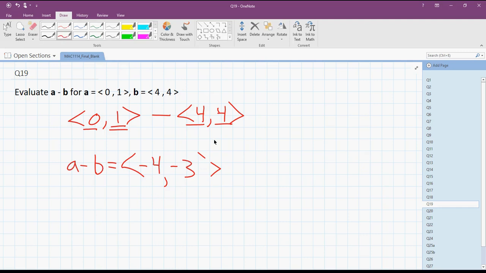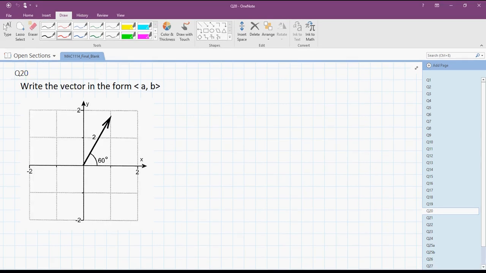Like, again, combining like terms. Okay? Moving on. Almost there.